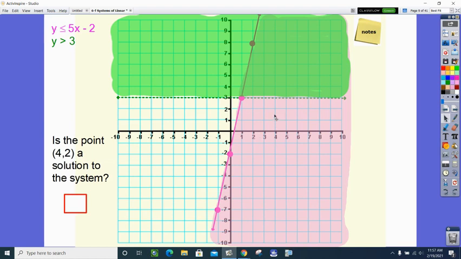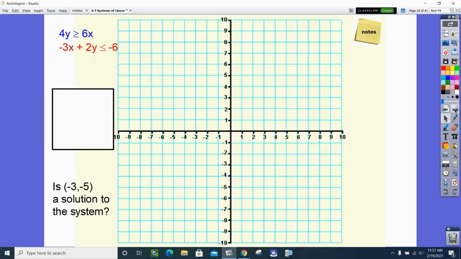So is (4, 2) a solution? If you see, I plotted that point, and we can see that it is a solution to the pink inequality. It is not a solution to the green, so it is not a solution to the system. And again, you could have done it algebraically by checking both inequalities. Okay, let's do one more here before we say where we use this in the real world.